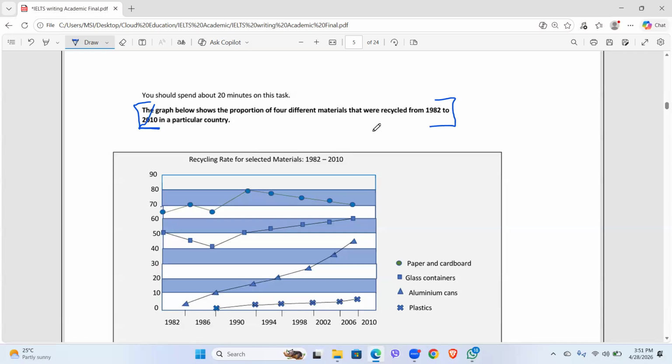Yes. So how do we paraphrase this statement? Any idea? In place of graph, what can we write?